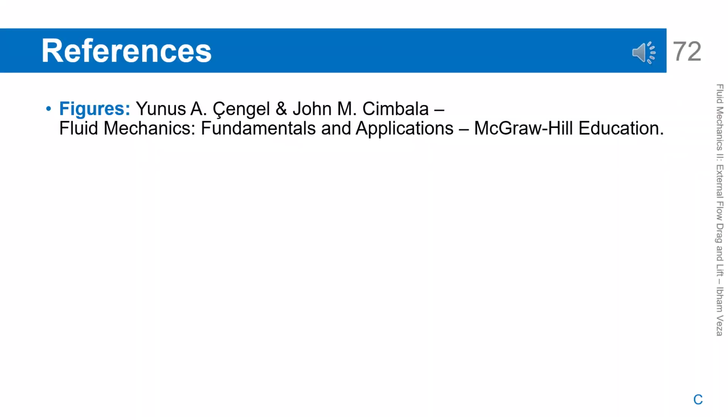References. This section lists the main sources of figures and materials used in the presentation. The primary reference comes from the book by Cengel and Cimbala on fluid mechanics. This book is one of the standard references in modern fluid mechanics education. Using strong references ensures the accuracy of concepts and illustrations. This is also important for maintaining academic integrity in teaching.